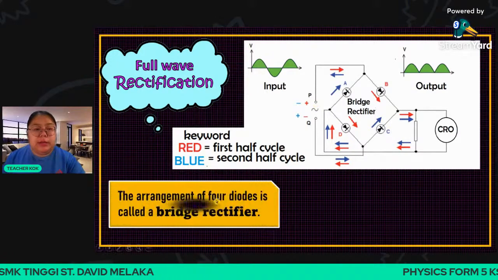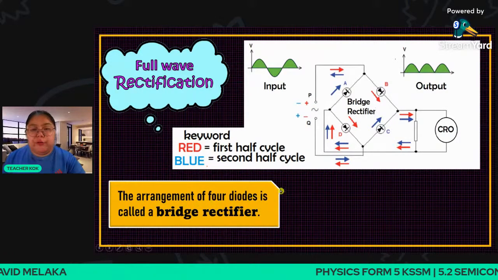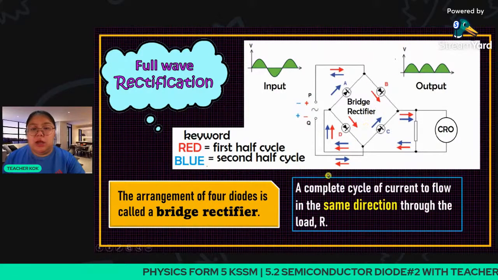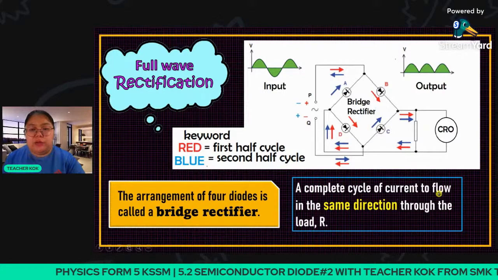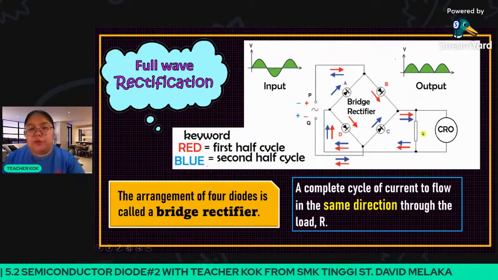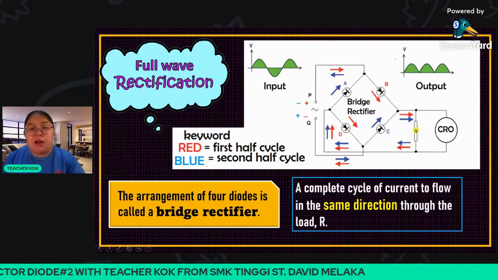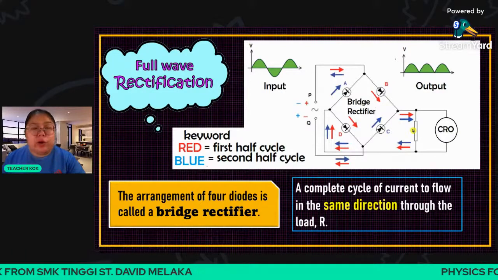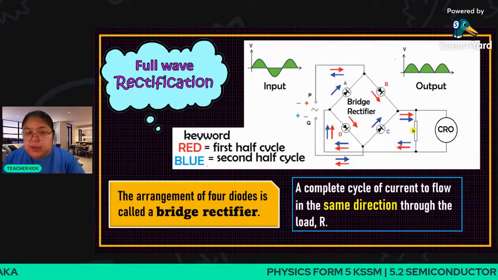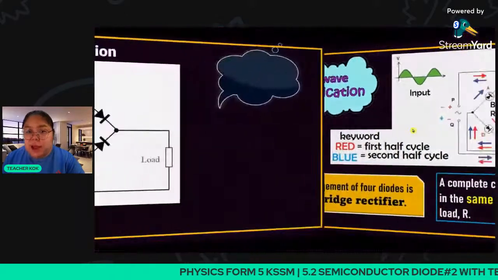So from here, the arrangement of the 4 diodes we call a bridge rectifier. A complete cycle of the current flows in the same direction through the load R. Important, what we want to focus on is the R. If the current through the R flows in the same direction, we call it direct current. Okay, so we go to the next part.